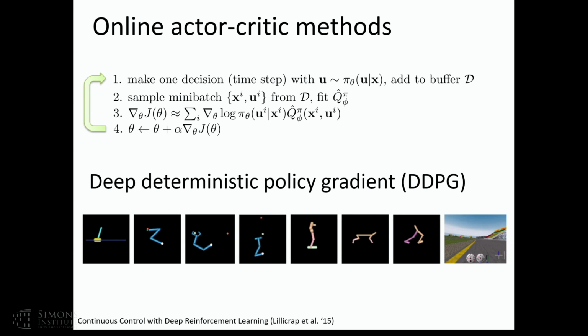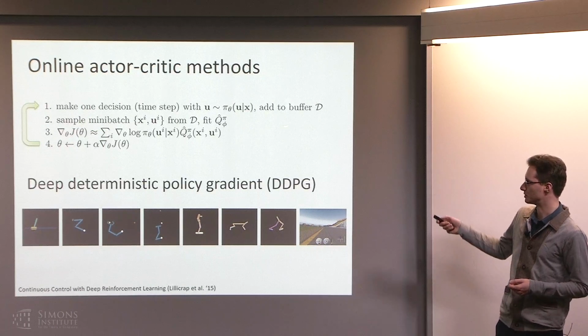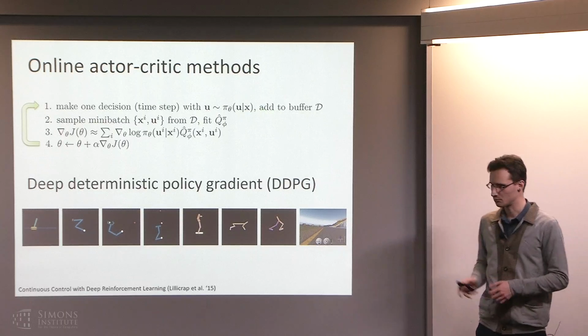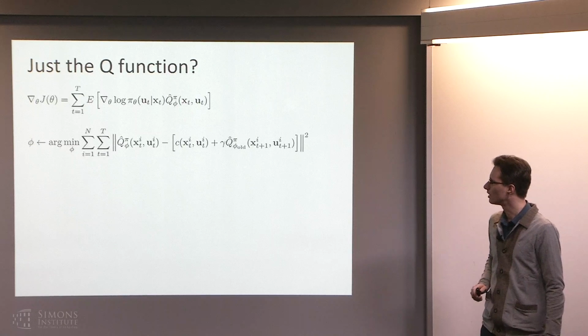One example of this is a method called deep deterministic policy gradient, which is a fairly effective online actor-critic method that uses this replay buffer. But the theory underlying that is very similar to the policy gradient material that I discussed.